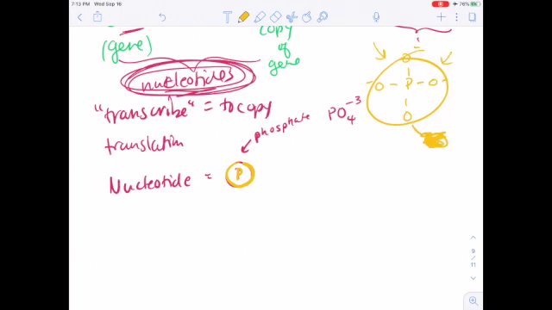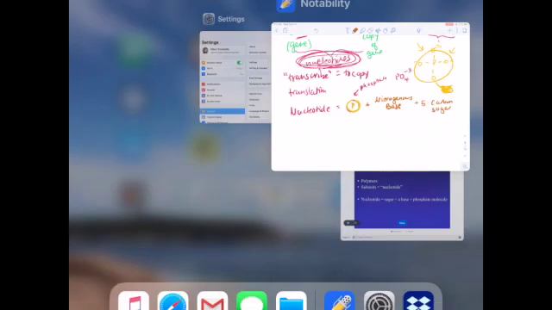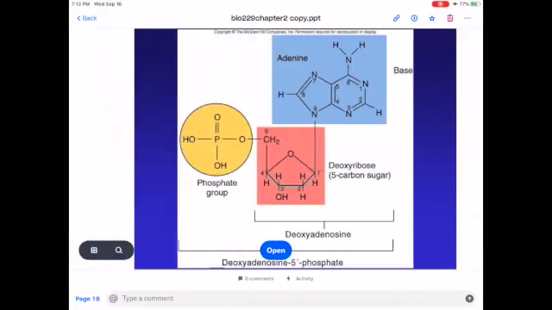So a nucleotide is a phosphate group, like that, plus a nitrogenous base. Nitrogenous meaning it has nitrogen. Base, it actually acts as a base, to be basic. And plus a 5-carbon sugar. Sometimes it's called a pentose sugar. Pentose refers to just there being 5 carbons there. So let's take a better look at a better drawing of this.